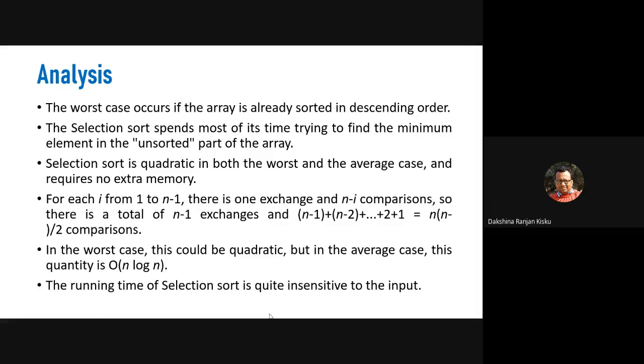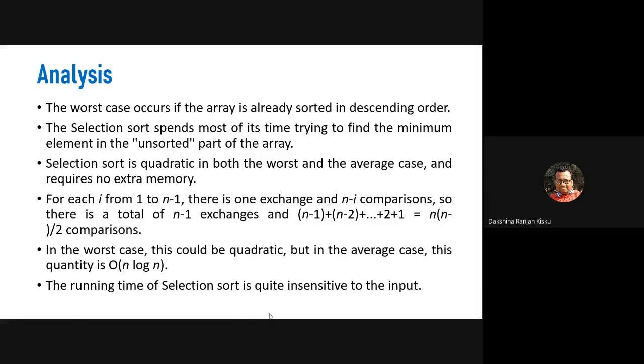So n into n minus 1 divided by 2 comparisons, and the total number of exchange operations will be n minus 1. For each element the number of exchange operations will be 1, and for n elements the number of exchange operations will be n minus 1. So in the worst case, the time complexity will be quadratic.